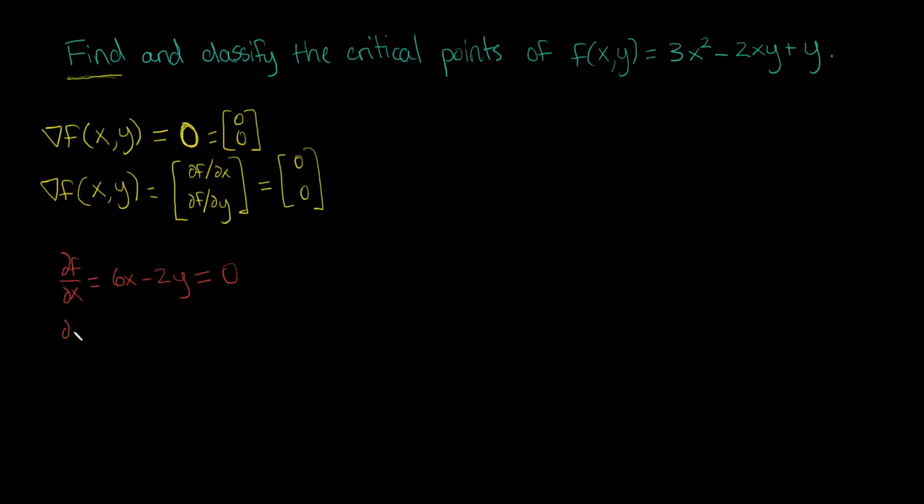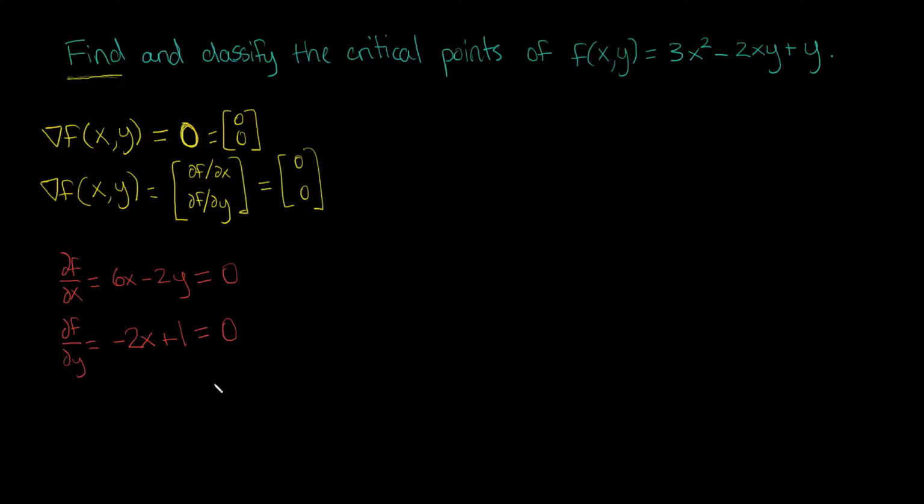Now, the partial derivative of f with respect to y equals, well, the 3x squared entirely looks like a constant, so it goes to 0. The negative 2xy term, now the x looks like the constant, so the y goes to 1, and you get negative 2x. And plus y just goes down to plus 1, equals 0 again. And now we have a two variable system that we can work with.